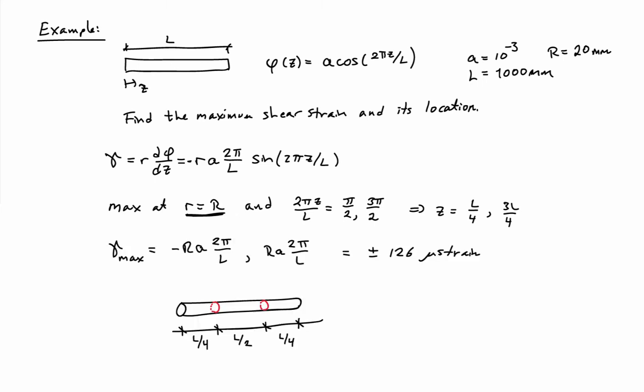So if I want, I can write down now that gamma max, the maximum shear strain, is plus or minus big R, times little a, times 2 pi over L. And if I plug in my numbers, I find that I get plus or minus 126 microstrain. And the locations where the shear strain takes on these maximum values are a quarter of the way down the length of the bar from either end, and for all the points along the periphery of the bar.